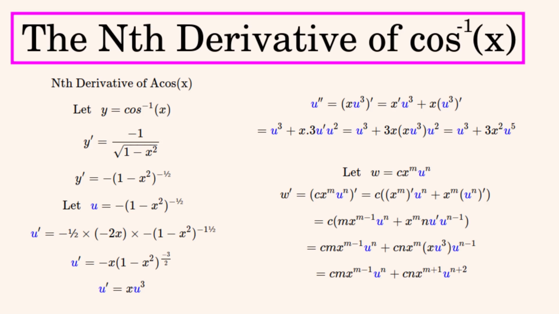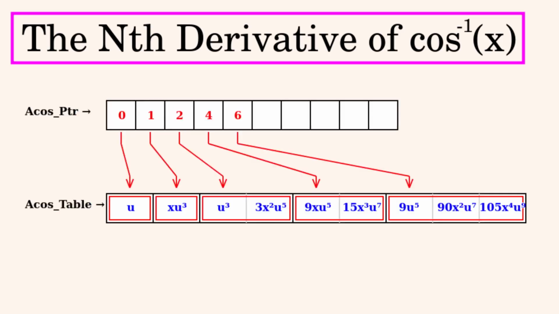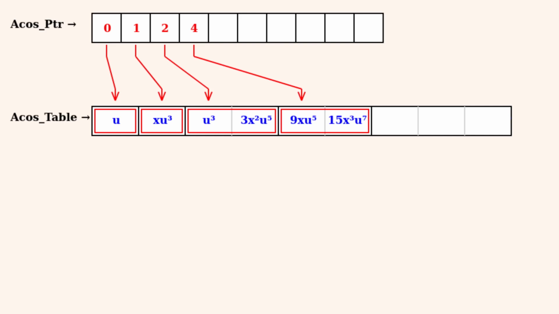We'll use this to calculate the nth derivative of the inverse cosine function. So this will be the data structure used to hold all of the derivatives of the inverse cosine. We'll start from the first derivative u and store this in the table first. Then we'll calculate the other derivatives from this first one. So this will be the algorithm for calculating the nth derivative of inverse cosine.